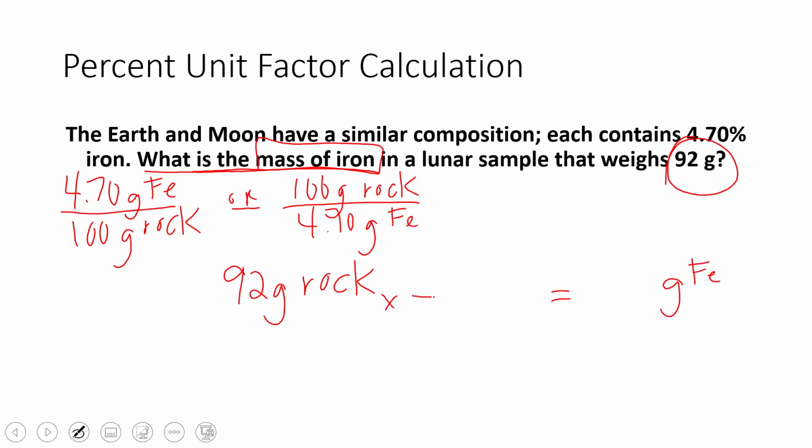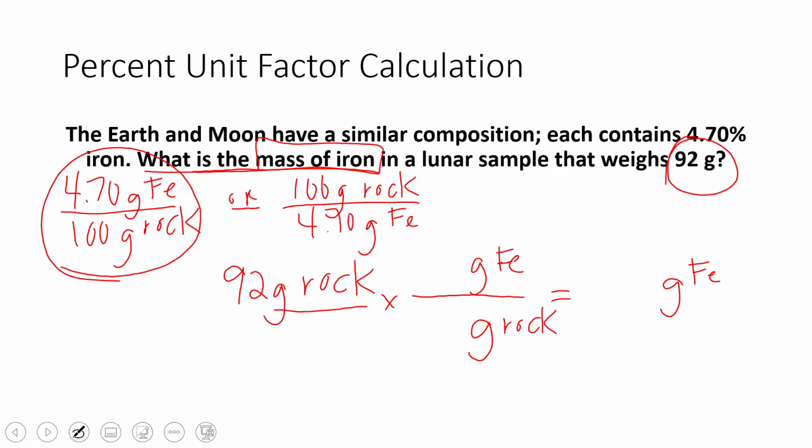So I need to use the conversion factor that gets rid of grams of rock down here. So what do I want? I want grams of Fe, right? It's what I want over what I've got. I want grams of Fe, I've got grams of rock. So which one of these conversion factors is it? This guy. We're going to plug that in over here. So I'm going to say my 4.70 grams of Fe over 100 grams of rock. And I should get 4.324.